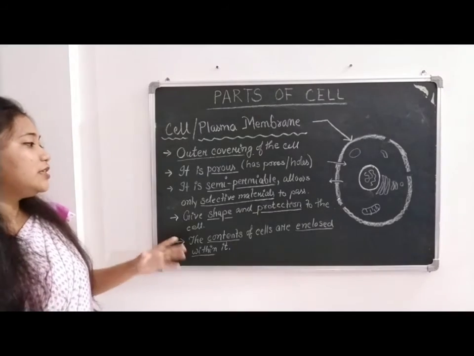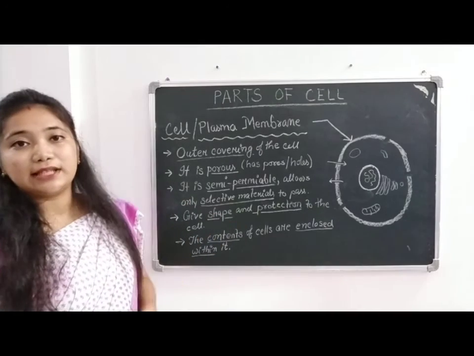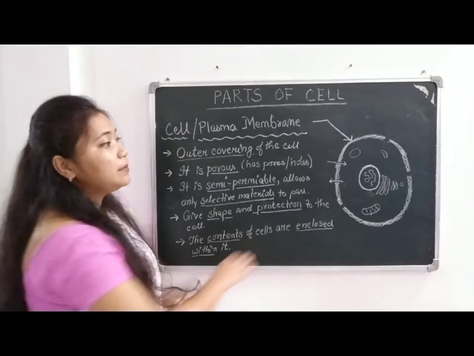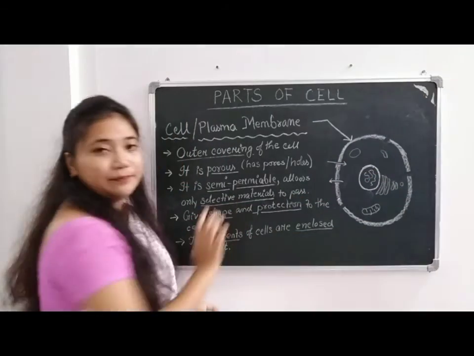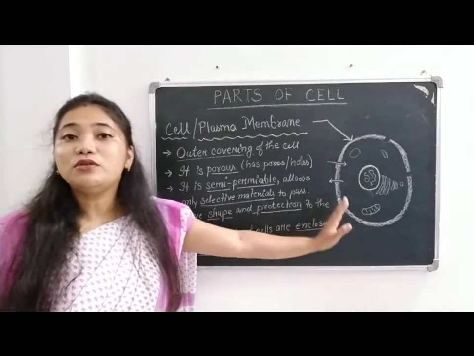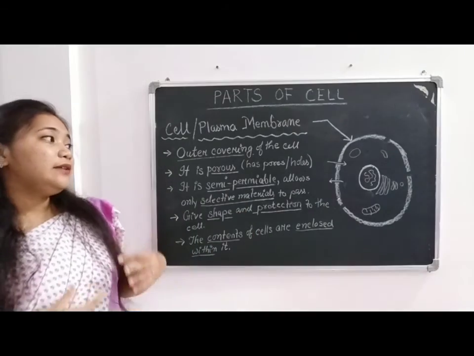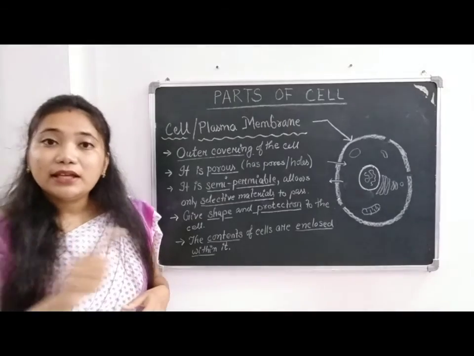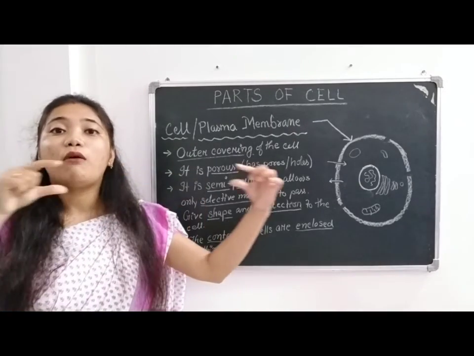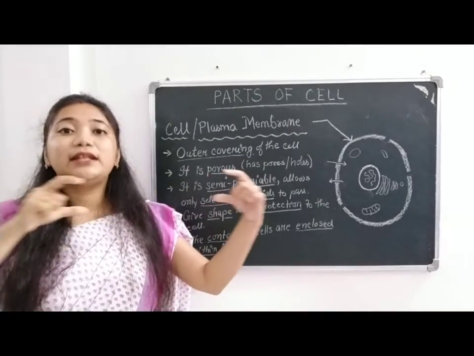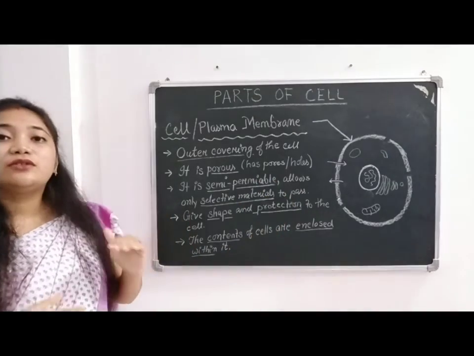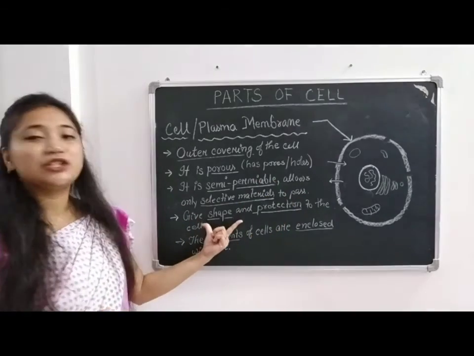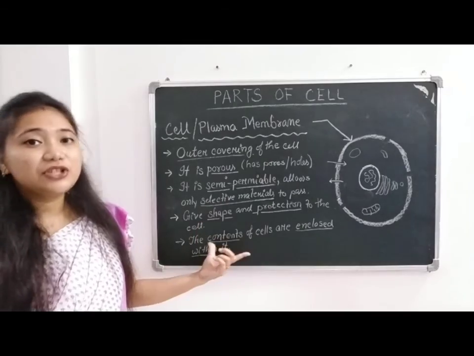Now let us look at the functions. One of the main functions is that it will give shape to the cell. So you see, if the plasma membrane looks like this, it is giving a round shape to the cell. If the cell is elongated, the plasma membrane will also be elongated. It will be long, more in length. So according to the plasma membrane, the cell will get its shape.